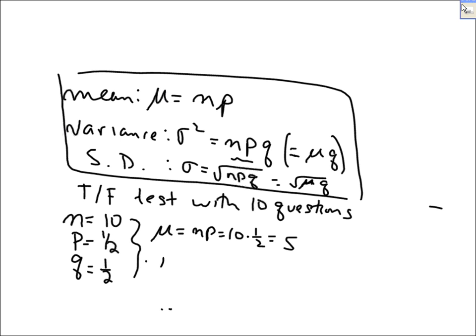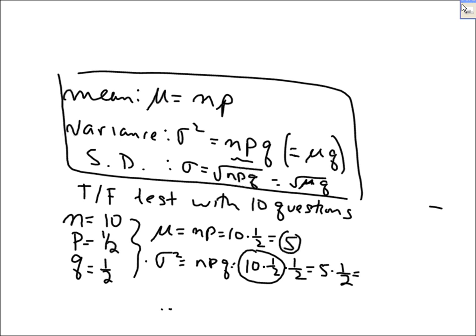And the variance is NPQ. Now, if you want to reinvent the wheel and put down N, which is 10, and P, which is a half, and times a half for Q, if you want to put that down twice, that's your business. But we already know NP is 5. 5 times a half is 5 halves, or 2 1/2. So the variance is 2 1/2. The standard deviation is the square root of 5 halves.